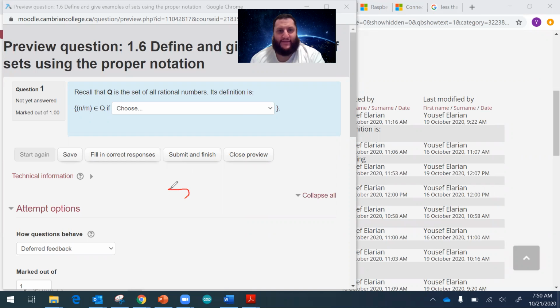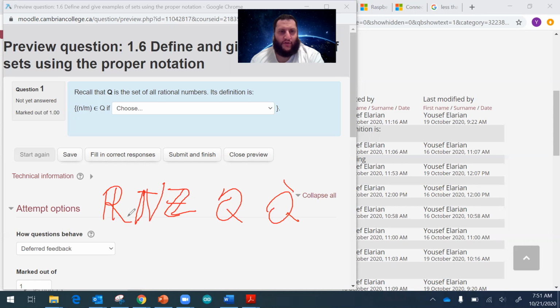So I would say we have Z, this kind of Z for integers, from a German word, Zahlen. And we have Q for rational numbers, opposed by Q prime for irrational numbers. We have R for all real numbers. We have N for natural numbers. So from now on, you will consider that we need to know these, but for this midterm purpose, I just gave the reminder, okay?